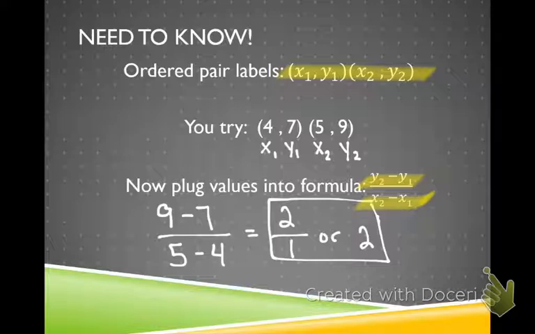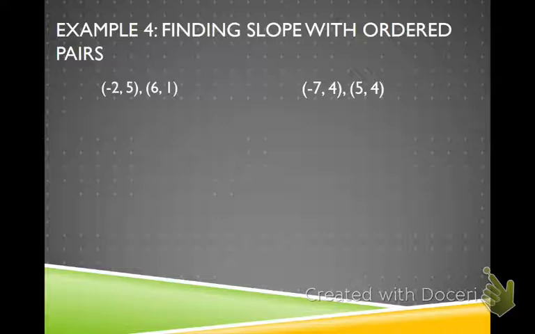All right, so hopefully you have the formula written down, you've got your ordered pair labels written down, and now we're going to practice, okay? This is really similar to what you would see on a quiz or a test. Even your standardized testing, maybe it just gives you two ordered pairs and says find the slope with the ordered pairs. Well, you do that by starting with your formula.